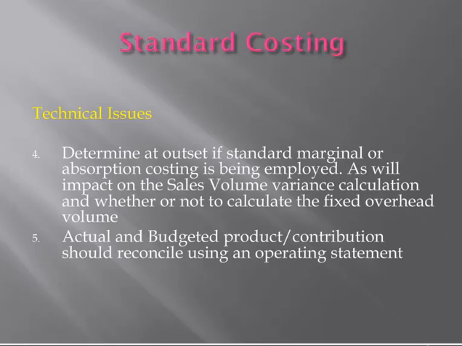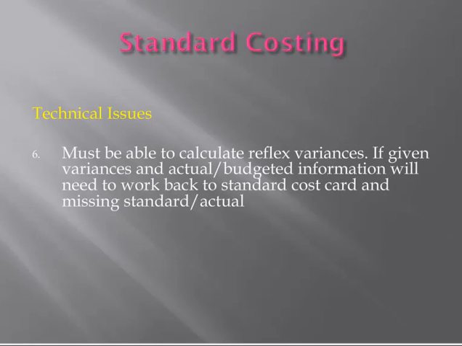So it's very important that students determine which method is being used at the outset. How would one typically do so? In the narrative it may be mentioned that standard absorption or marginal costing is used. If that's not the case, if you look at standard cost cards and there is no reference to fixed overheads in the standard cost card, or perhaps the word contribution is used, that's a clear sign that standard marginal costing is being employed. Likewise, if the standard cost card does absorb fixed overheads into the standard cost of a product and the word profit is used, it's a very strong sign, a clear indication that standard absorption costing has been employed in that particular question. So that's important for students to appreciate at the outset of any question. And once again, as mentioned, the actual and budgeted product contribution should reconcile on that basis.